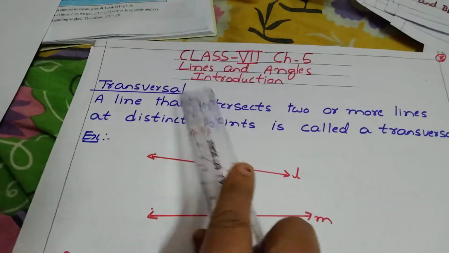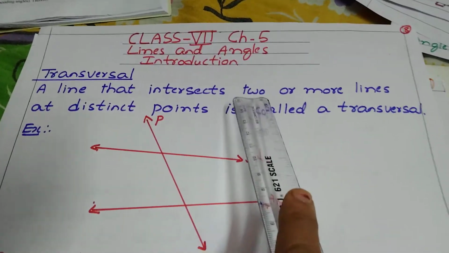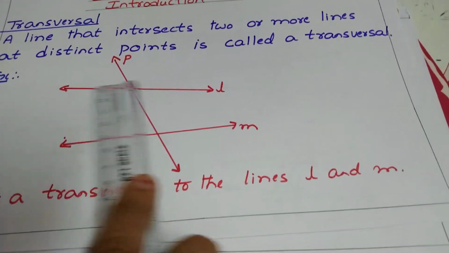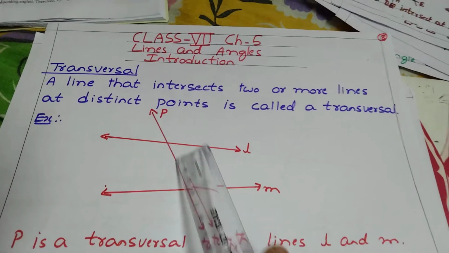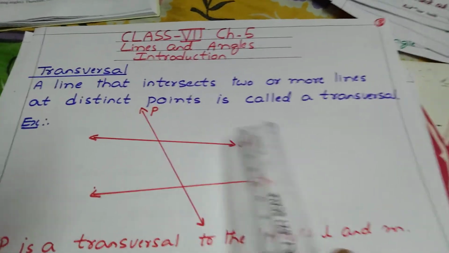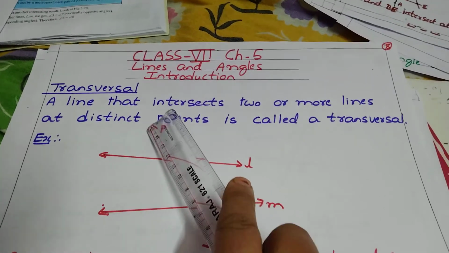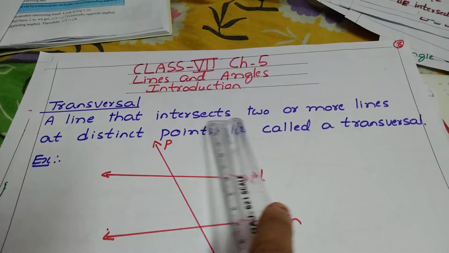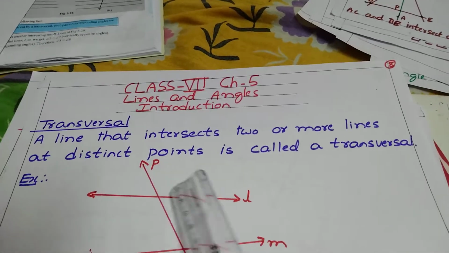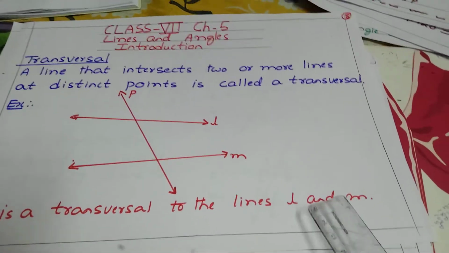Next, transversal. What is a transversal? A line that intersects two or more lines at distinct points is called a transversal. Here, two lines are there and they are intersected by one line, which is called a transversal. L and M are two lines, and P is cutting the two lines. So, a line that intersects two or more lines at distinct points is called a transversal. P is a transversal to the lines L and M.